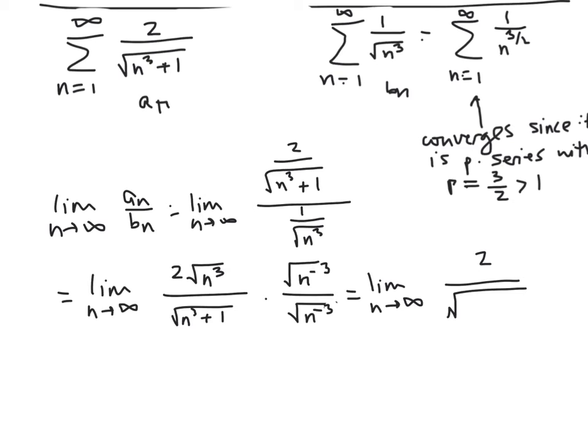Whenever I have two square roots multiplied by each other, I can multiply what goes on the inside, and I should get the following. I see that this piece on the right here must go to 0 because it's a fraction, and the denominator is huge, so that little fraction circled in yellow must be going to 0, and therefore this limit must be 2. 2 is positive and finite. So therefore we know that our series must converge by the limit comparison test.